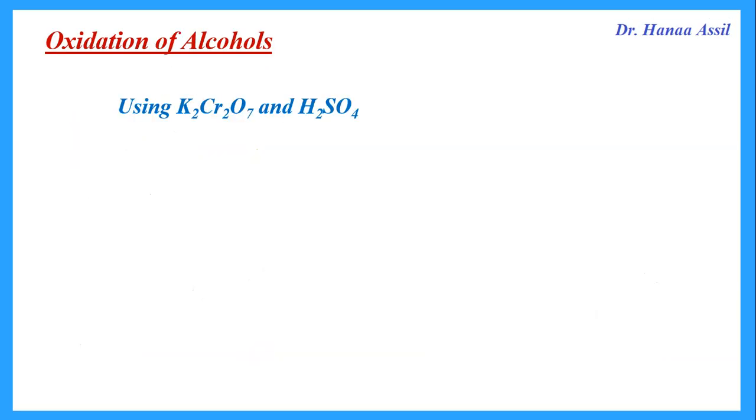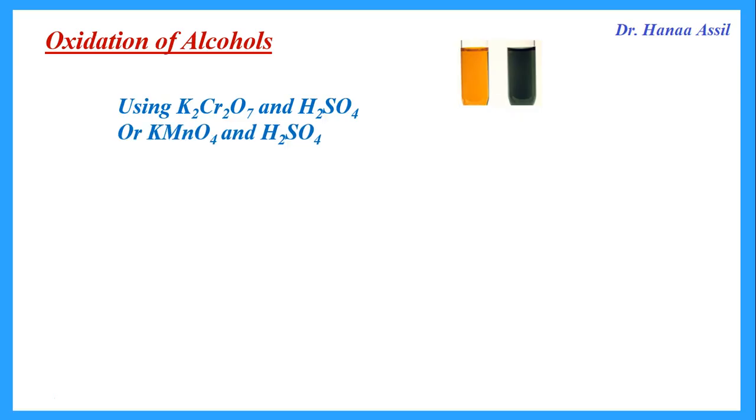Then we have reactions of alcohols. One of them is oxidation of alcohols. We can oxidize alcohols using an oxidizing agent. Examples of oxidizing agents: potassium dichromate and sulfuric acid. And you should remember that potassium dichromate originally is orange. When it reacts, it becomes green. The other oxidizing agent is potassium permanganate and sulfuric acid.